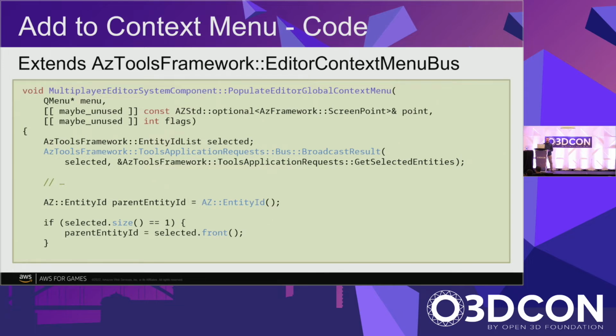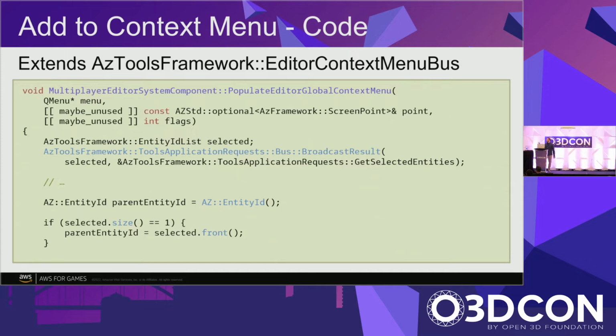menu bus. A bus is pretty much just an interface where you can define a handler. And in this case, it is a notification bus. So it's going to trigger whenever the right click is triggered on the viewport. And then you will get a queue menu pointer to the menu that is being generated for that specific action.